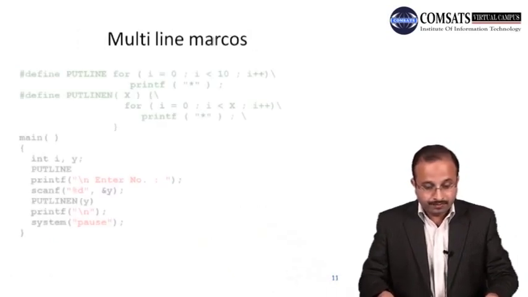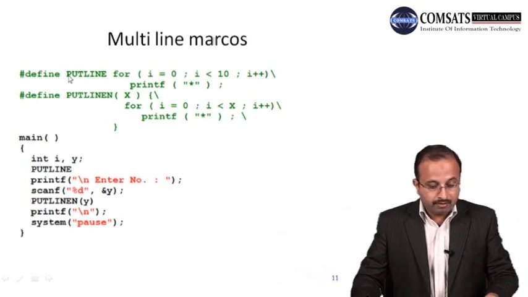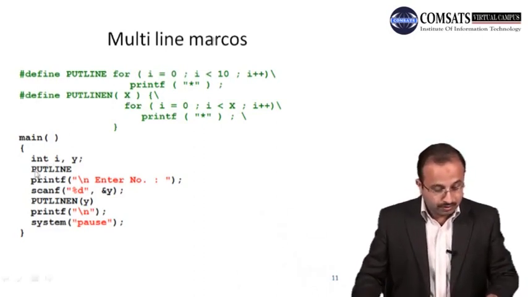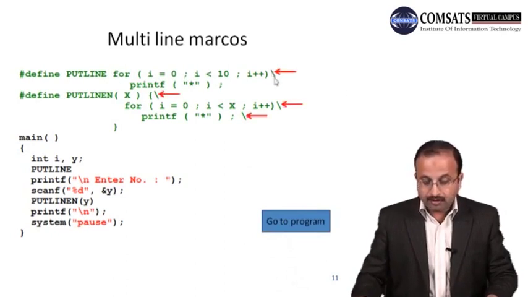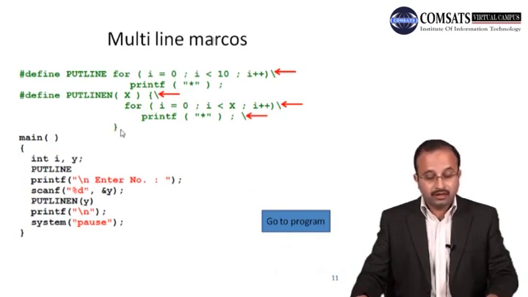Multiline macros. So this is a multiline macro. The first macro is PUTLINE and the second macro is PUTLINEN, and that has the argument as well. In the program, it will first replace PUTLINE with this for loop. Whenever you have a multiline macro, you put a backward slash, and then you write another line. So this is the first line, backward slash, another line, backward slash, another line, and the last line. In the last line there is no need to put the backward slash.